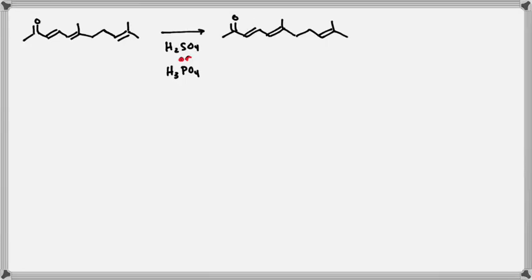We start with our pseudo-ionone. We mix it with sulfuric acid or phosphoric acid. So, to start off, what's the most reactive thing? Okay. So when we see the H2SO4 and the H3PO4, really all we're seeing is H+. So we need something to neutralize that H+. What do we have to neutralize that H+?